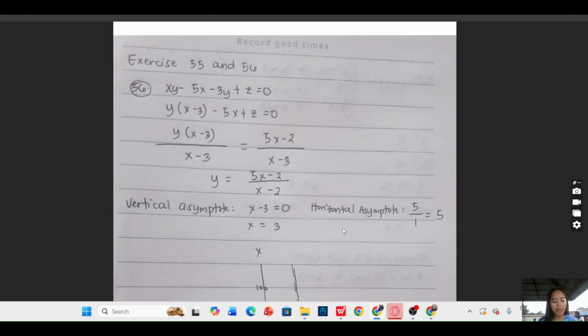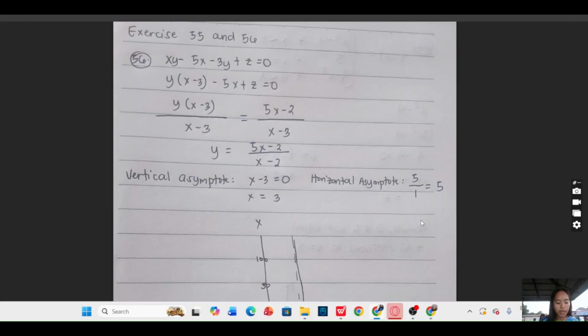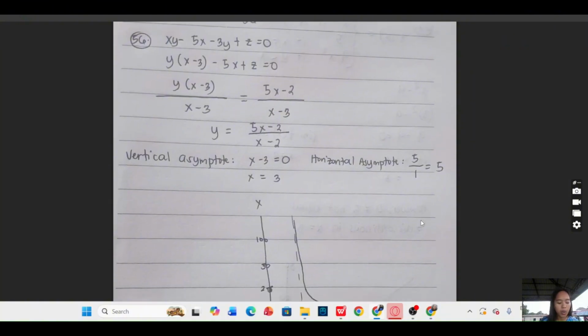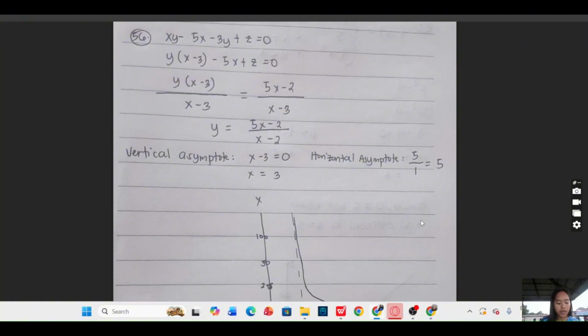So the second step is to find the horizontal asymptote. For rational functions with the same degree in numerator and denominator, the horizontal asymptote is found by dividing the leading coefficients. So 5 is our numerator over 1 our denominator, and 5 over 1 is equal to 5. So the horizontal asymptote is y is equal to 5. This means as x becomes very large or very small, the graph approaches the value 5.